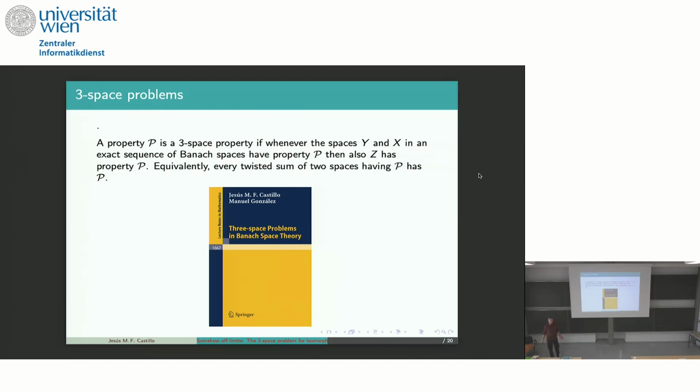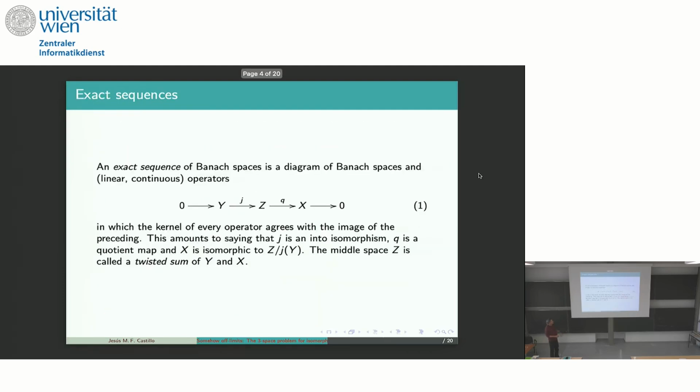A three space problem means that you have a property and ask whether, when a subspace of a Banach space and the corresponding quotient have that property, the middle space has the property. In my language, when you have an exact sequence like this, if Y has the property and X has the property, does Z have the property? The space Z is sometimes called a twisted sum of Y and X, so the question is whether twisted sums of spaces with some property have the property.